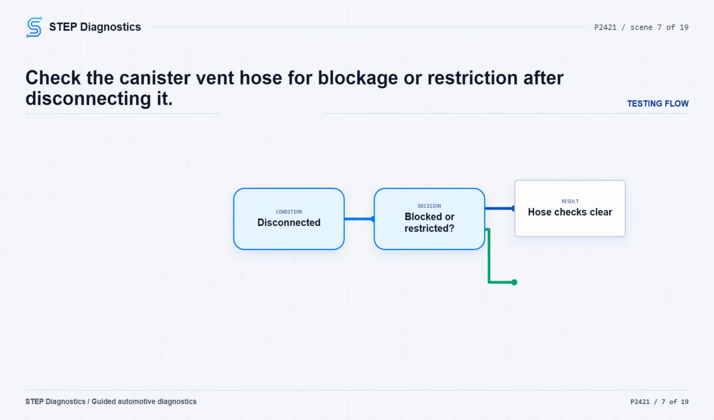Next, disconnect the EVAP canister vent hose and inspect it for a blockage or restriction. The expected result is no blockage and no restriction. If that check is abnormal, stay in that area. The problem is with the EVAP canister vent hose.